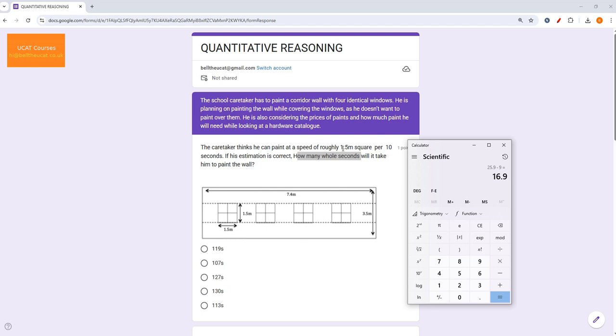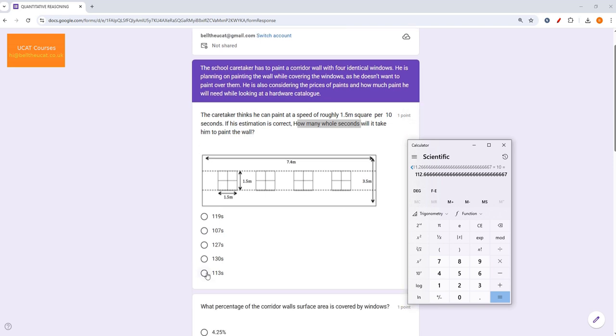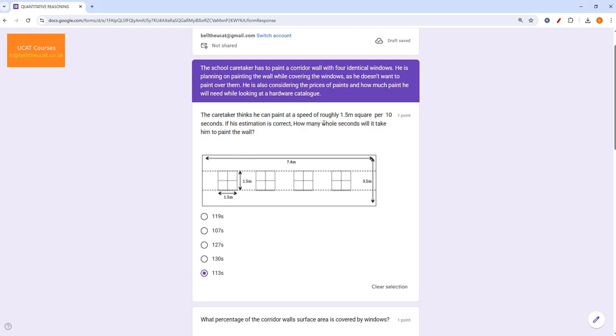Right? 1.5 meters square for 10 seconds. How many 1.5 meters square? Divide by 1.5. 11.2 times 10, 112.6. Bang, that's the answer. 113 seconds, whole seconds, because he wanted whole seconds altogether.